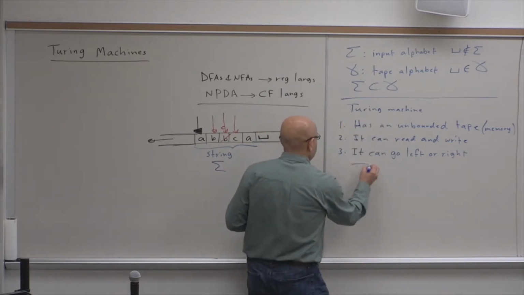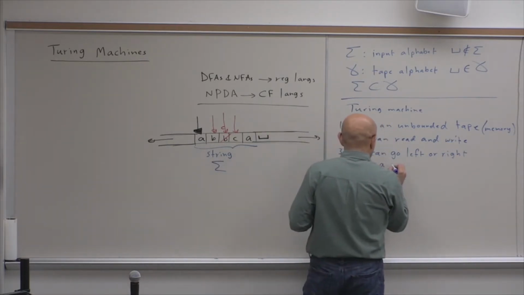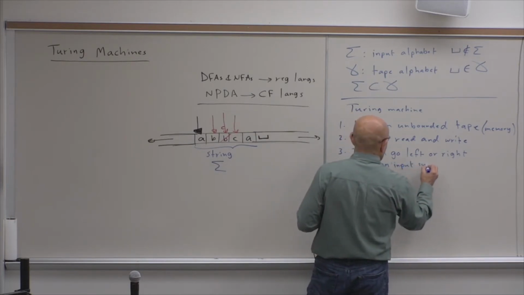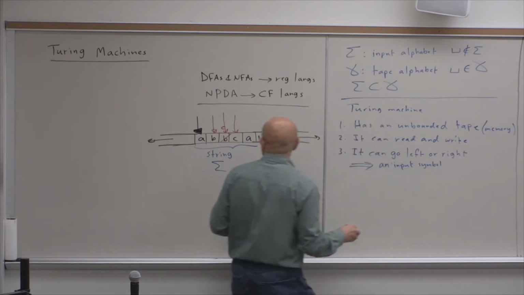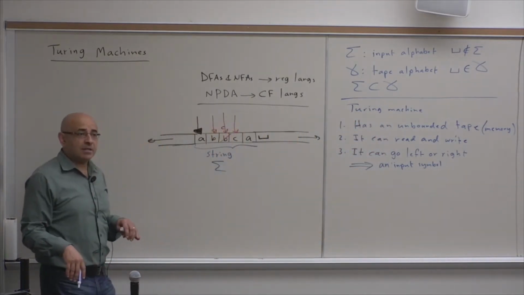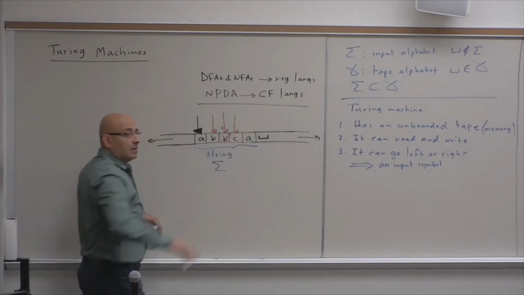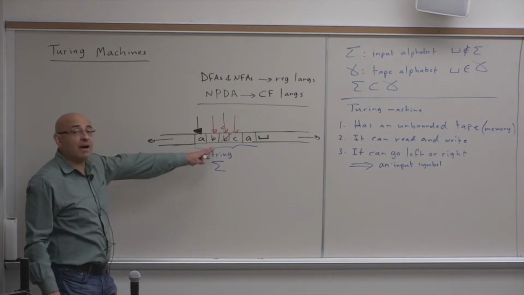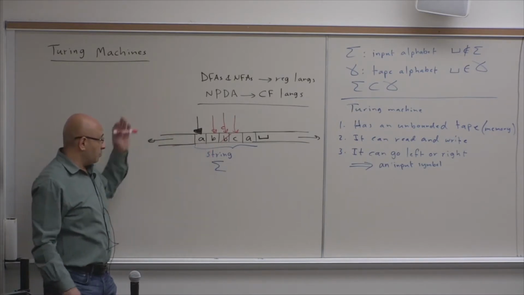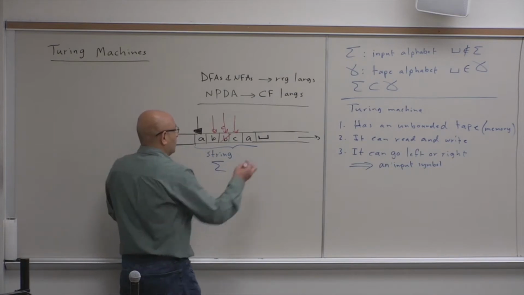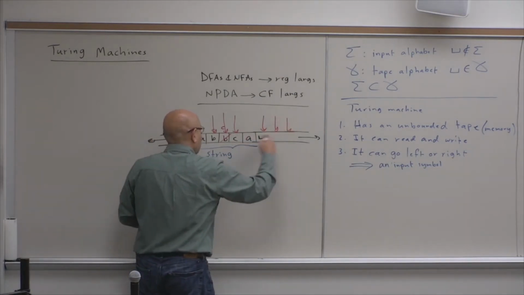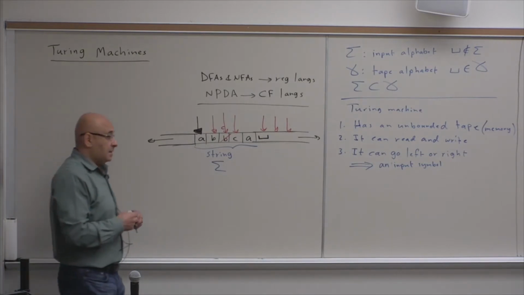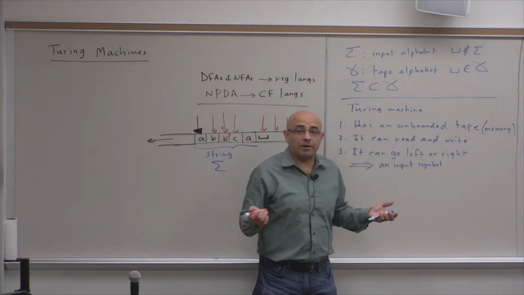Which implies that, when it goes left and right, it doesn't have to process an input symbol. So it can go beyond the input string. In this example, we have an input string with 5 symbols in it. The Turing machine can go beyond that, can write its own symbols beyond the input symbols. So, just like a computer program that we are familiar with.